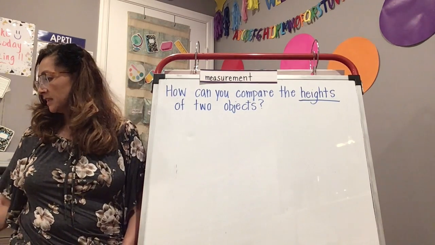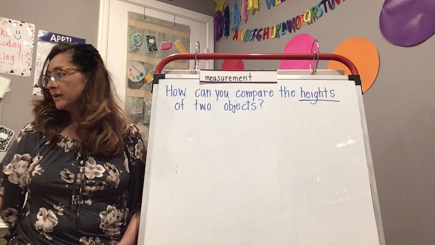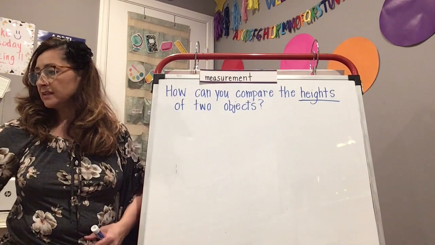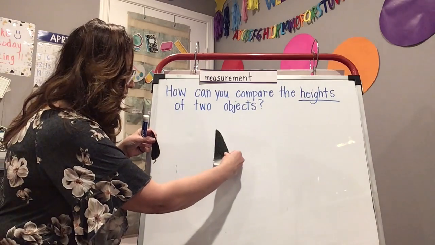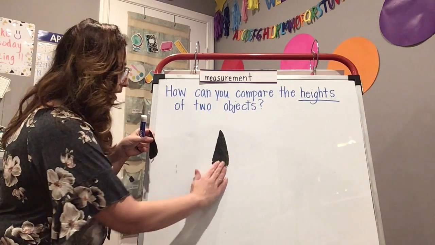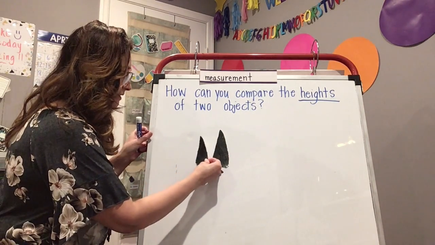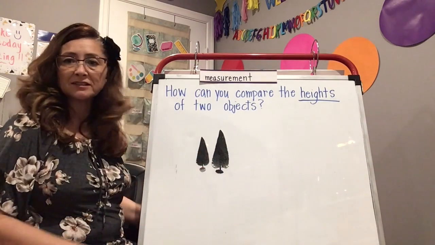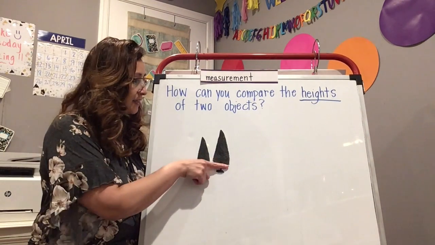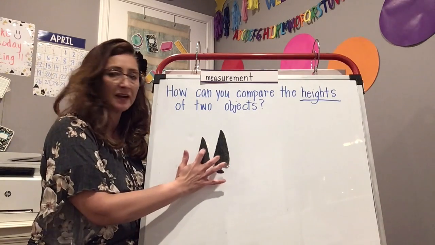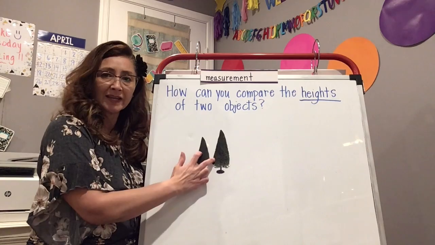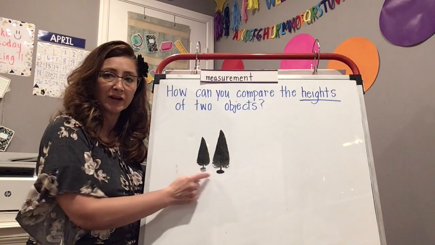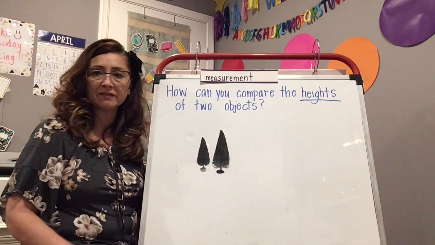So let's take a look here. We're going to take a look at these two objects. I want to see if you know what these two objects are. Yes, that's right. Those are trees. Now, we're going to compare these two trees, their height. That's what we're going to compare, their height.